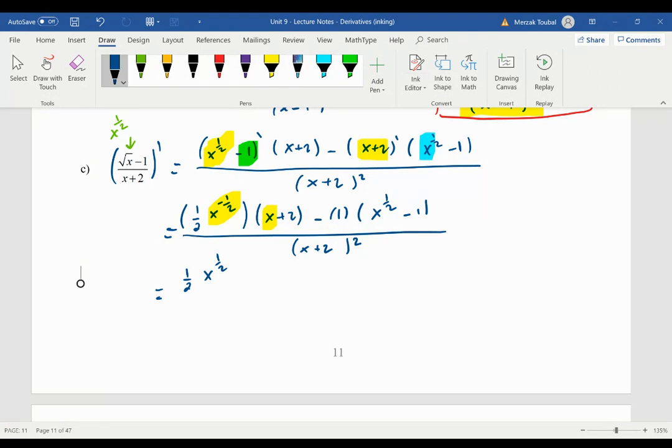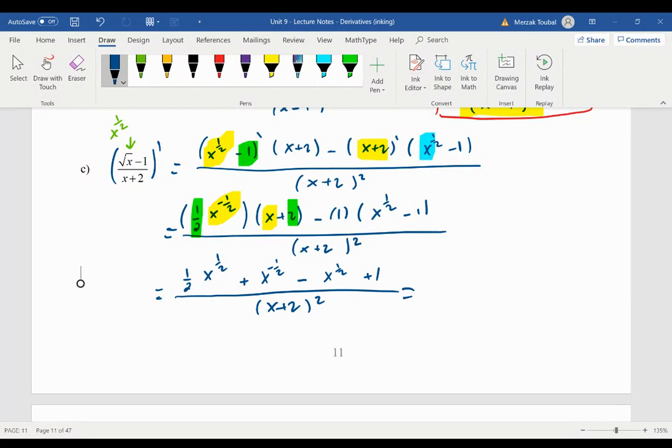Plus, it looks like we got a 1 half times 2, which is 1, times x to the negative 1 half. Okay. So we're done with that part. And then minus 1 times x to the 1 half, which is x to the 1 half. And minus 1 times negative 1, which is plus 1. All divided by x plus 2 squared.